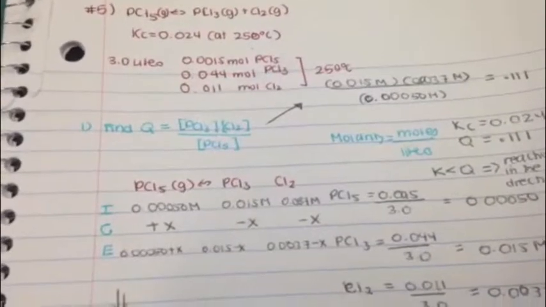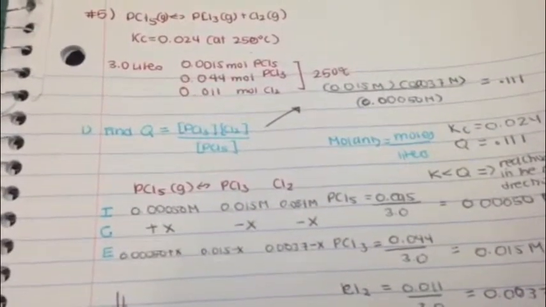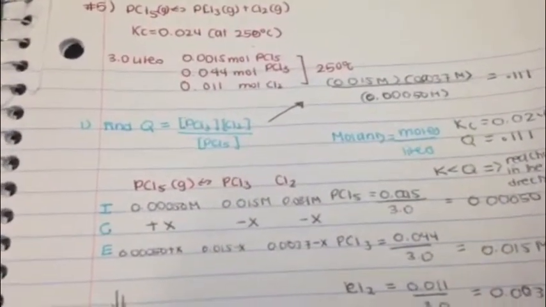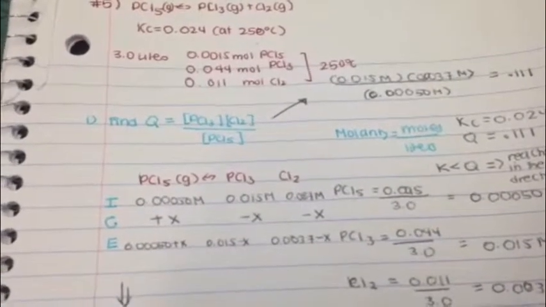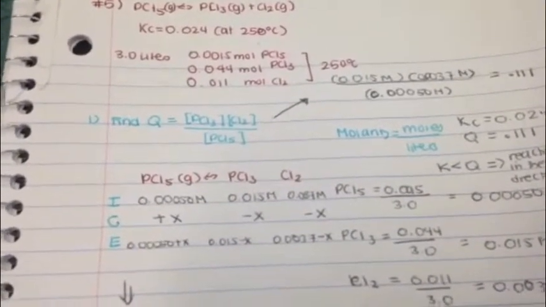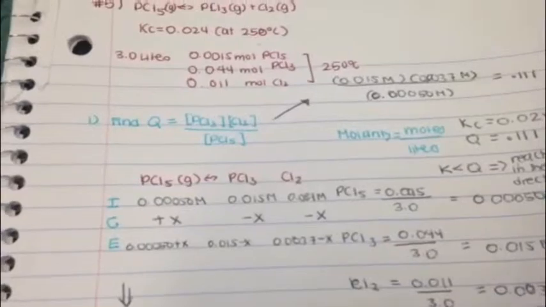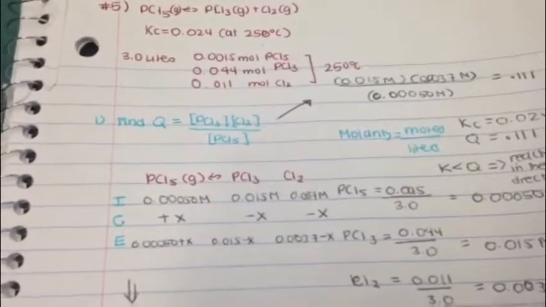So for PCl5, it is 0.0050 plus x. For PCl3, it is 0.015 minus x. And for Cl2, it is 0.0037 minus x. The next step is to say that Kc equals PCl3 times Cl2 divided by PCl5. We then plug in what we know.